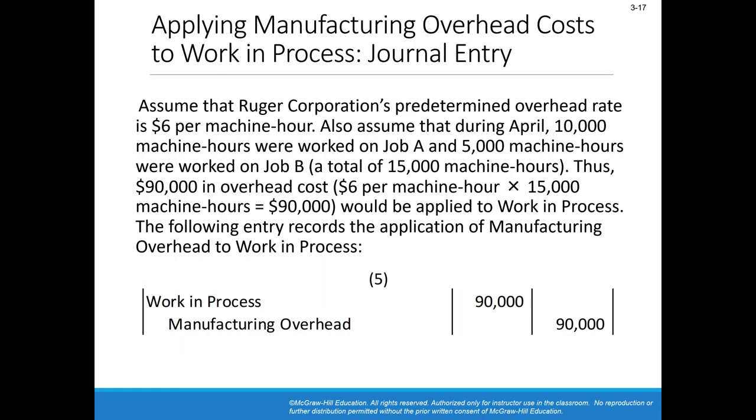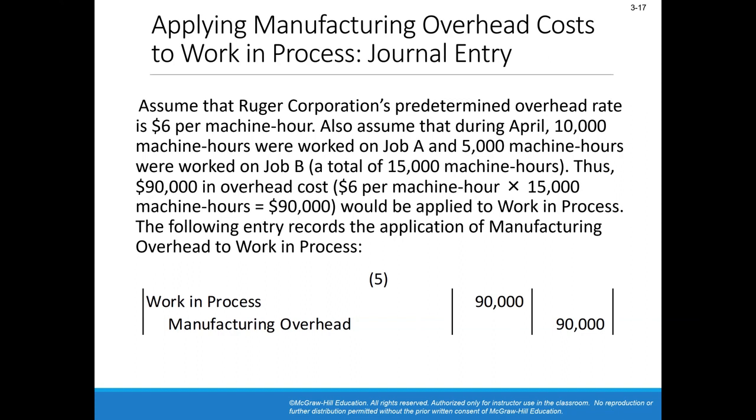So how do we calculate that? We're adding those machine hours. We have 15,000 machine hours together, right? So we had 10 and 5. So we're adding those together to come up with a total machine hour of 15,000 hours. And what was our predetermined rate? It was $6. So we're going to multiply that together to come up with 90,000. That is what's going to get applied to the work in process for those jobs.